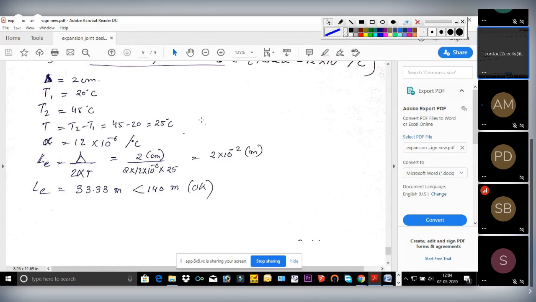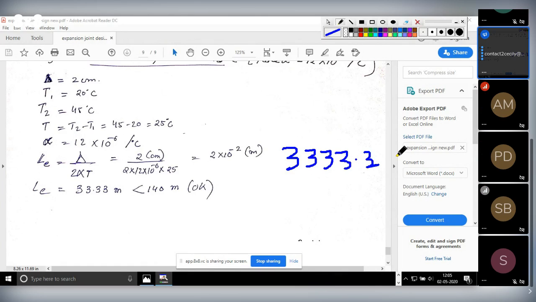We are getting 3333, and this is in centimeter. Why? Because we put the delta value in centimeter. If we multiply this by 10 to the minus 2, we are converting centimeter into meter. So it is lying within 140 meter. Right?